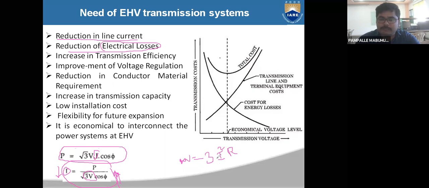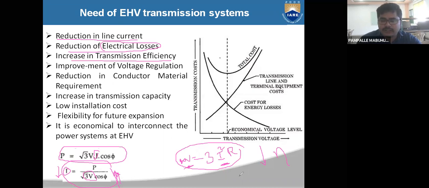Here the power loss depends upon the line current. The resistance of the transmission line is generally constant, so if the current is reduced, losses also will reduce. Because of using high voltages, the transmission line current decreases first, so then electrical losses decrease. Now if the losses are decreased, what happens to the efficiency? Efficiency will increase. When you transfer the power at a higher voltage, transmission efficiency will increase.